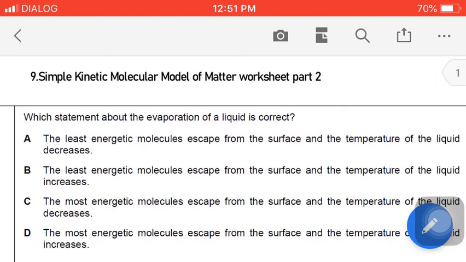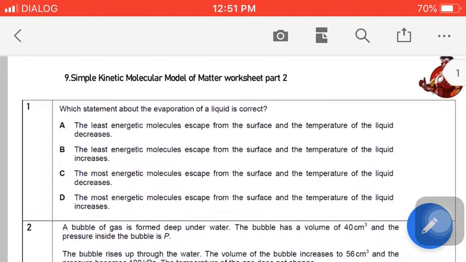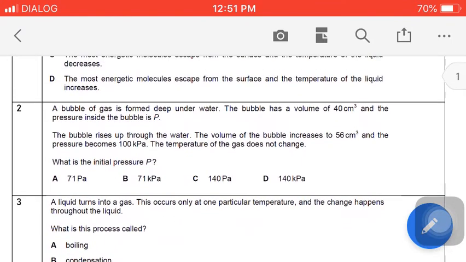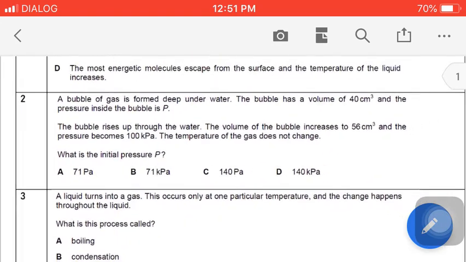So, the MCQ questions from Simple Kinetic Molecular Model of Matter, Part 2. I'm not going to discuss all the questions now, almost all of them, but I'm omitting a couple of questions which are repetitive, the same idea. So, let's look at the second question.